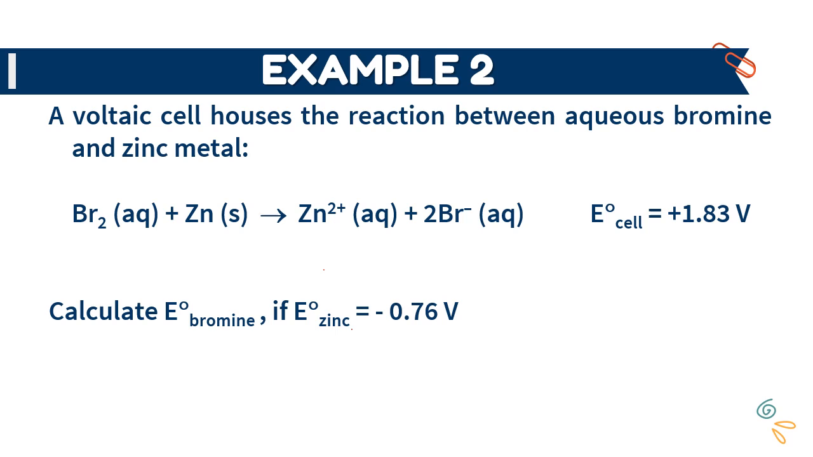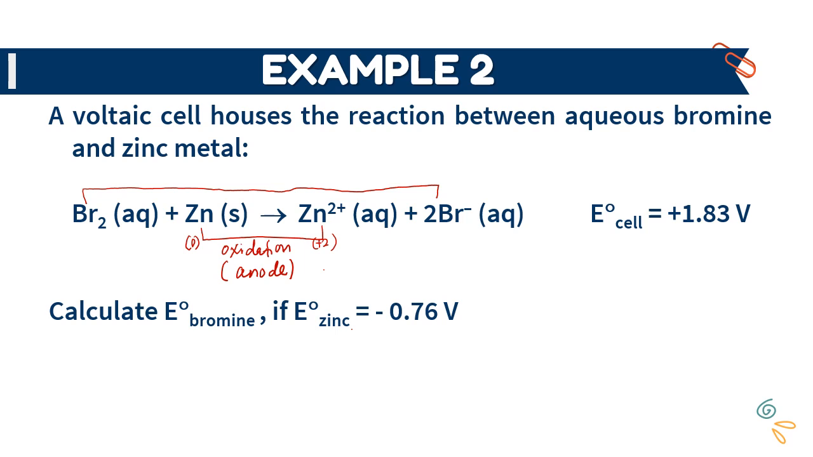So Br2 will be with Br minus, zinc will be with zinc 2 plus. The easiest one here is zinc, which goes from oxidation number 0 to positive 2, meaning you have an oxidation reaction here. So this is oxidation. Where does oxidation occur? Oxidation occurs at the anode. Once you know oxidation occurs at the anode, what does it mean?